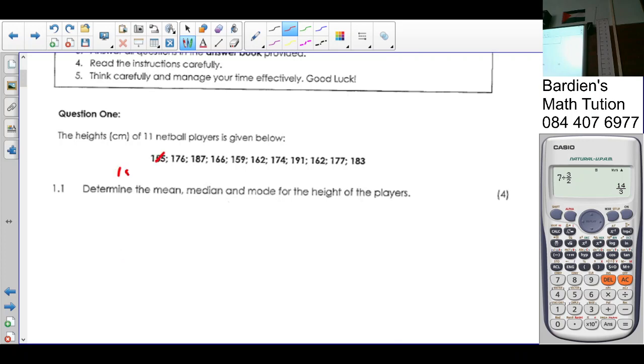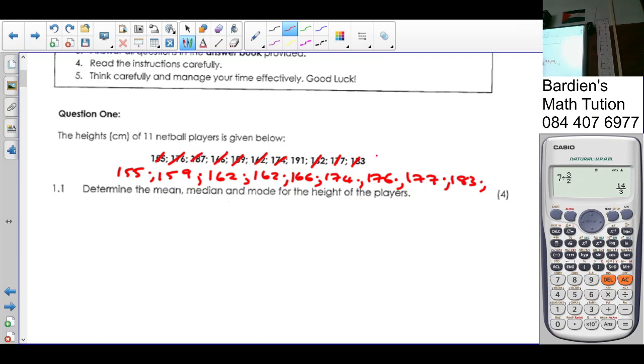155. Then 159. Then 162. Then 162. Then 166. 174. 176, 177, 183, 187, 191. And in your count again is 1, 2, 3, 4, 5, 6, 7, 8, 9, 10, 11.